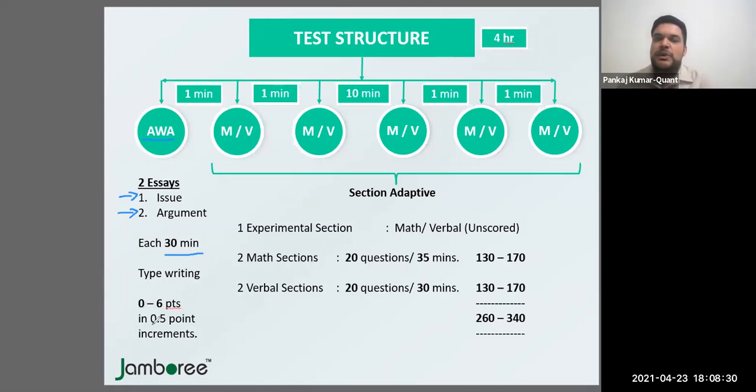When I'm saying 0 to 6 points, what does that mean? That means you can get 4.5, you can get 5, you can get 5.5, you can get 4 also, you can get 3.5 also. Now the understanding is how important this is, because this score is not out of 340. I'm repeating, this score is not out of 340. Just try and understand, you are writing an application. I asked one of our seniors who is in admissions why this AWA is there. It depends.